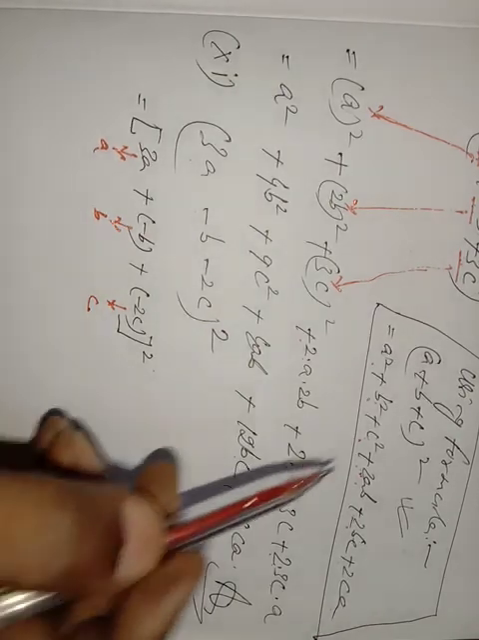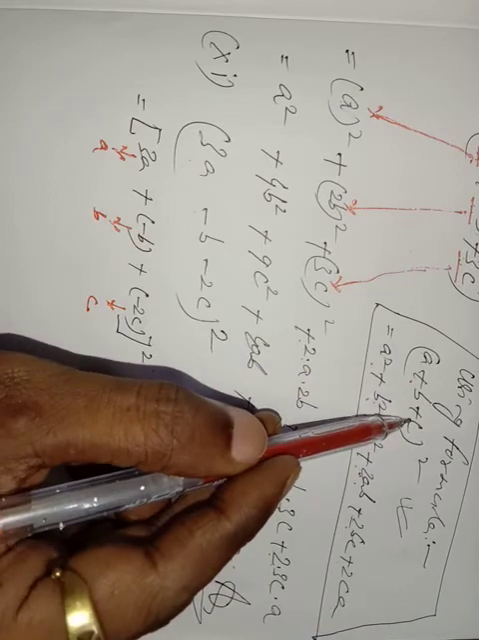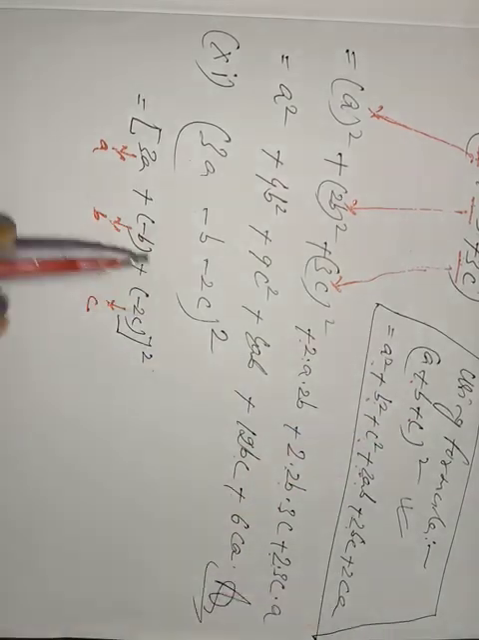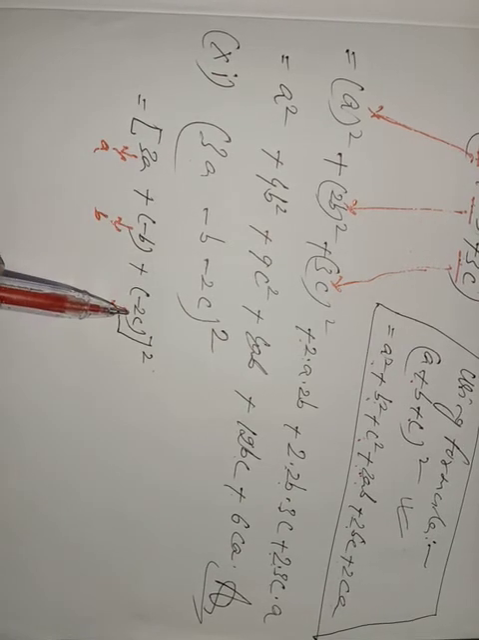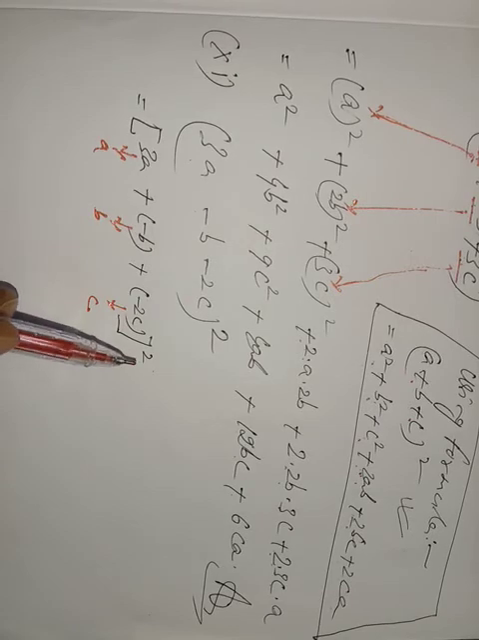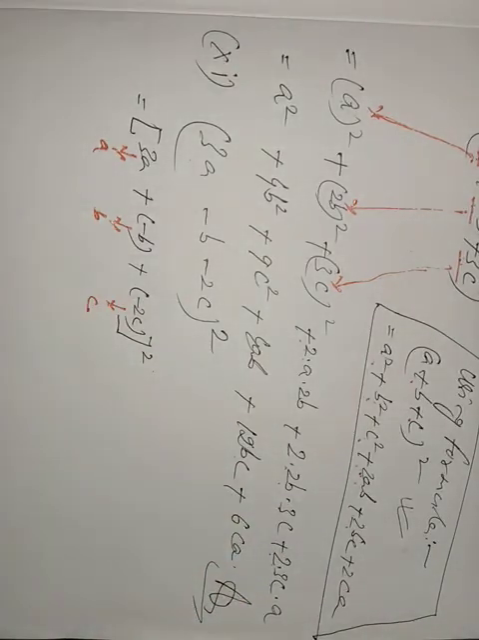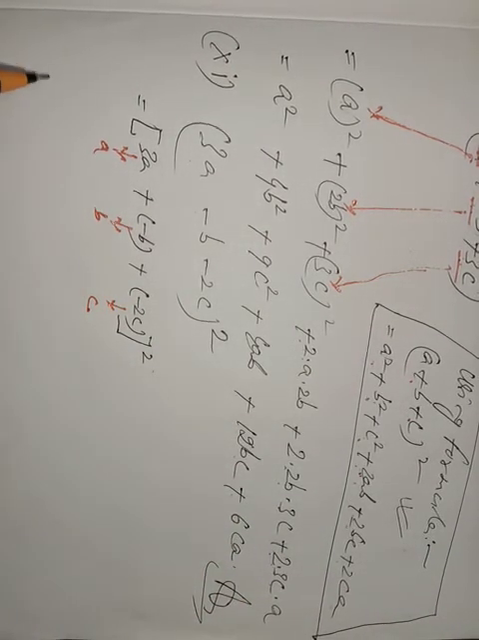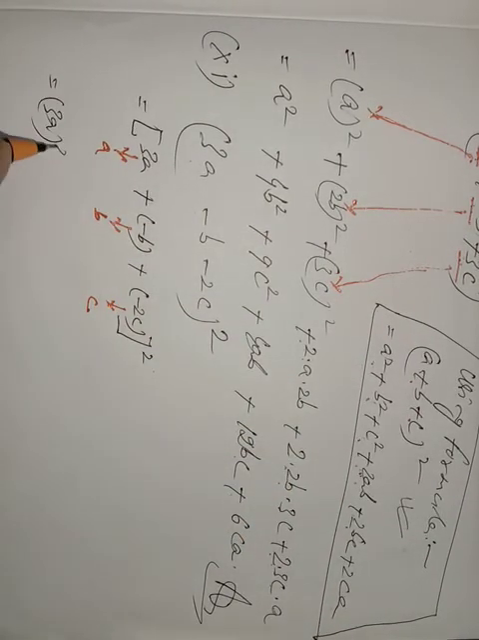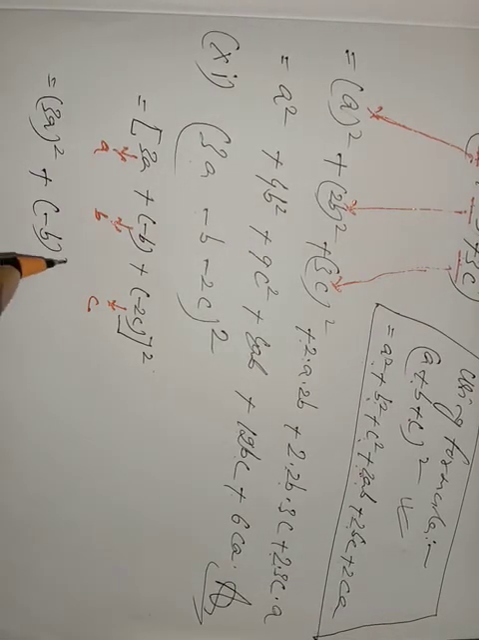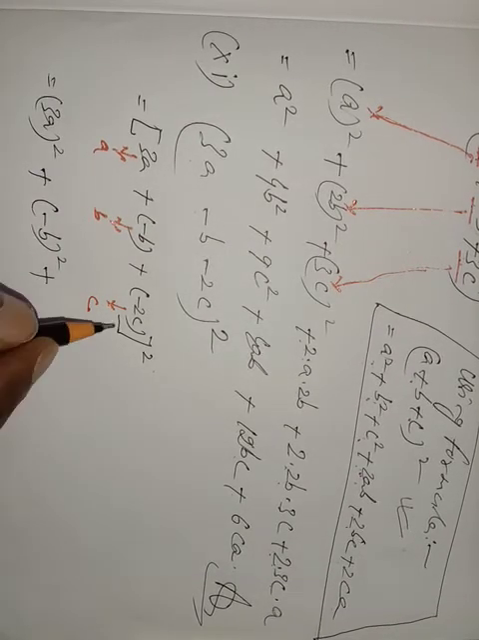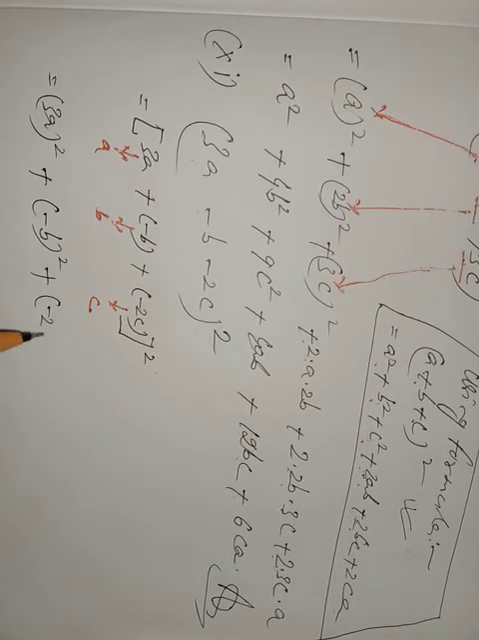Now, the previous formula (a plus b plus c) whole square: using this formula, a means 3a, b means minus b, c means minus 2c. Then it will be easy. Only one formula you have to memorize. The solution will be like this. The first part is a square: (3a) whole square, then b square: (minus b) whole square, then plus c square: (minus 2c) whole square.